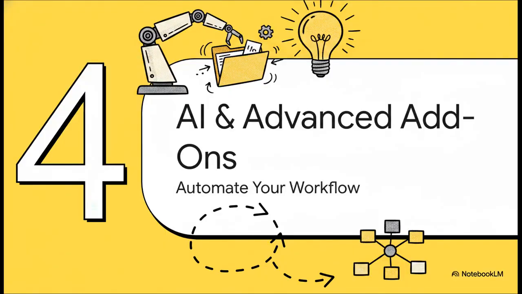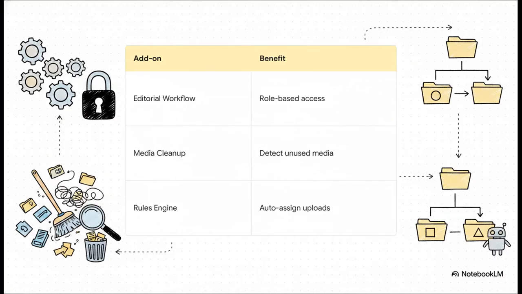Okay, Section 4, AI and Advanced Add-ons. Now, what's really interesting here is how you can build this into a fully automated system. Take the editorial workflow add-on. That gives you role-based move restrictions, so maybe only your senior editors have the power to reorganize the root folders. Then you've got the Media Cleanup add-on, which automatically detects unused, duplicate, or even oversized media to keep your server nice and lean. And the Rules Engine? That can actually auto-assign your new uploads to specific folders based entirely on metadata or file types. So these aren't just cool little features. They're essentially automated team policies that keep your library perfectly pristine.